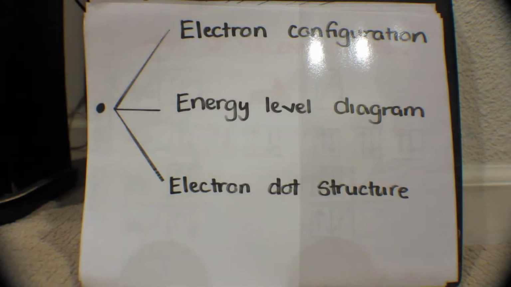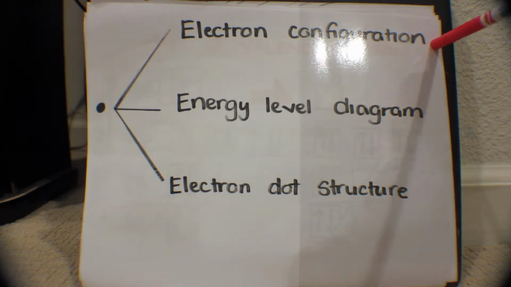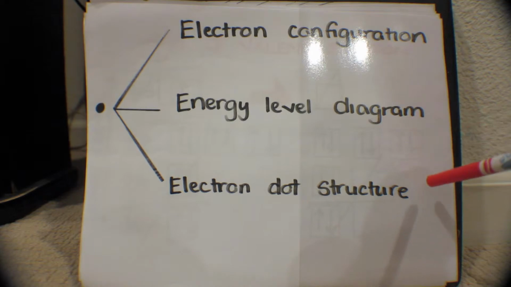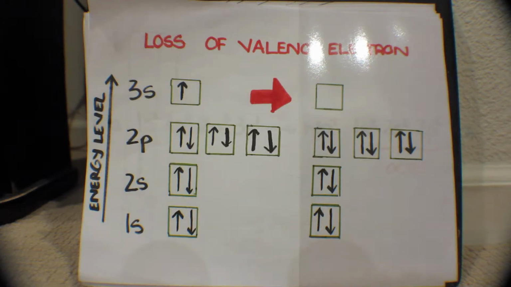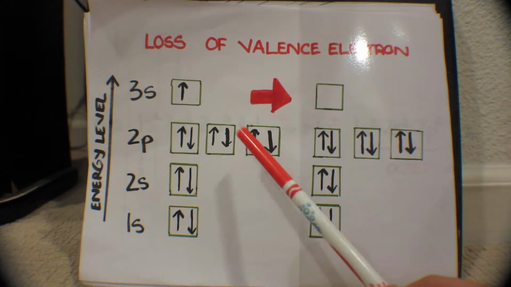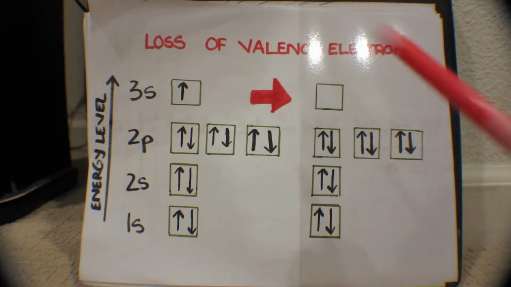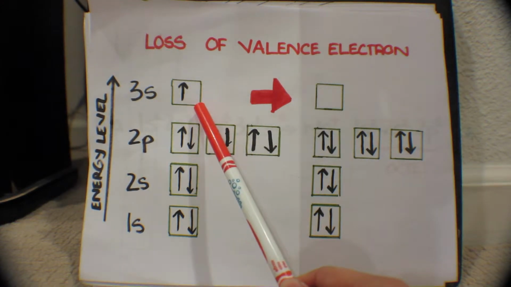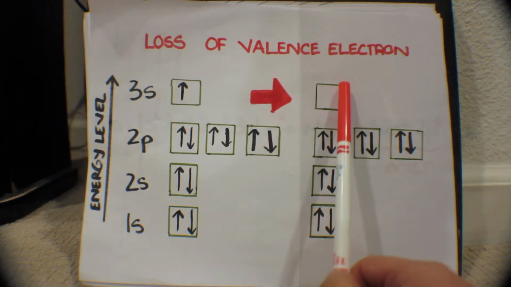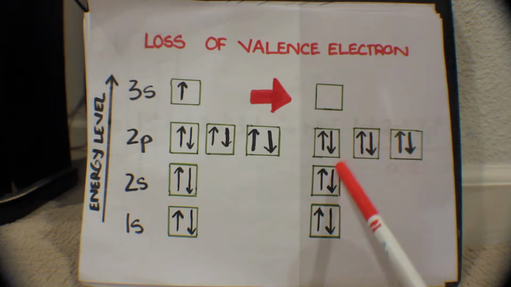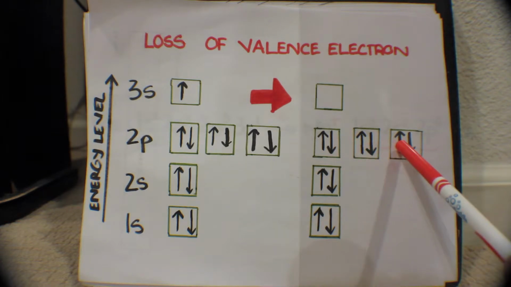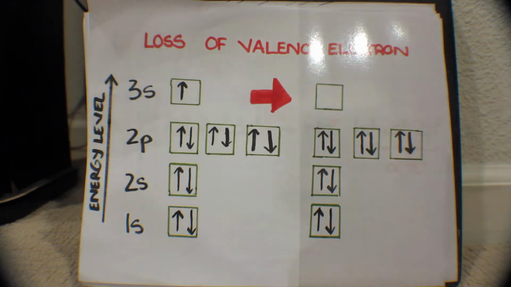Next, let's discover more about the formation of cations. In order to fully understand how cations are formed, we'll go through 3 steps, which are the electron configuration, the energy level diagram, and the electron dot structure. Let us begin with a very typical atom, sodium. Sodium has the electron configuration of 1s2, 2s2, 2p6, and 3s1. As you can see, at the 3s1 energy level, after the loss of 1 valence electron, it becomes a sodium cation with an energy level diagram that looks exactly like that of neon.